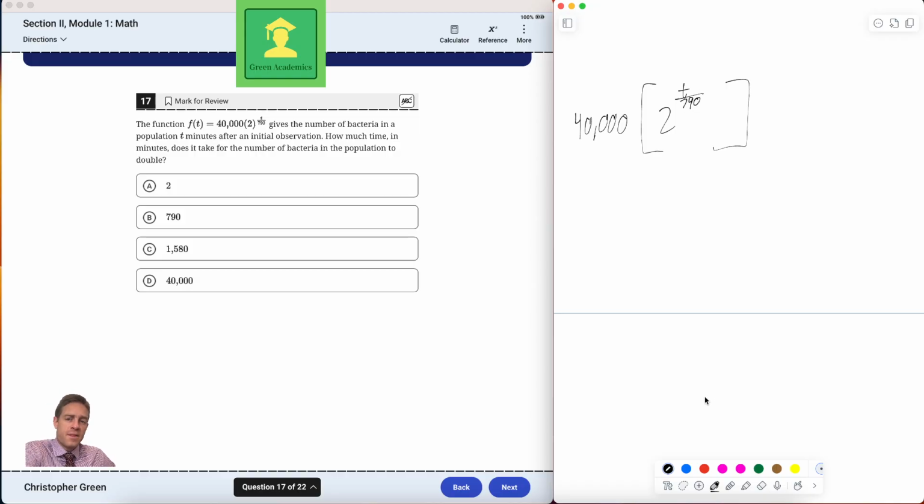But if you want the entire thing to double, then you just want this to be 2 itself, as in the exponent is a 1, right? Because 2 to the 1 is just 2 itself. So the answer is simply 790.